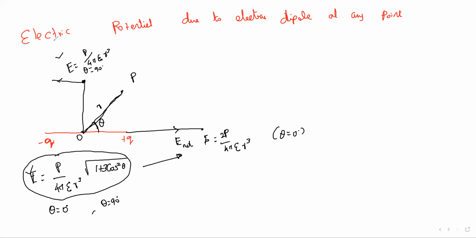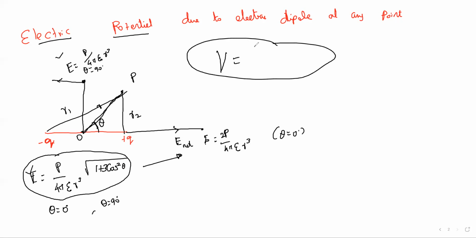Now we have derived the electric potential due to electric dipole at this point. For that, we took this distance as R2 and this distance as R1. Then we found the relationship between R1, R2, R and theta. From that, we finally derived the electric potential formula. It is P cos theta by 4 pi epsilon 0 R square. This is the formula for electric potential at any point from the electric dipole. Any doubts up to this? Because up to this we've done.